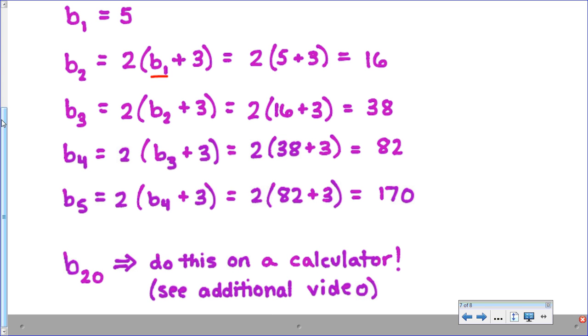In order to get the 20th term using a recursive definition, you're going to want to use the calculator to do it. And I'm going to record a separate video that shows how you can plug in a function like this into your calculator and get it to figure out the 20th term or the 50th term or something more complicated. And I doubt that you would be required to do that on an exam, but it's a useful thing to know, and it might show up on an exam.